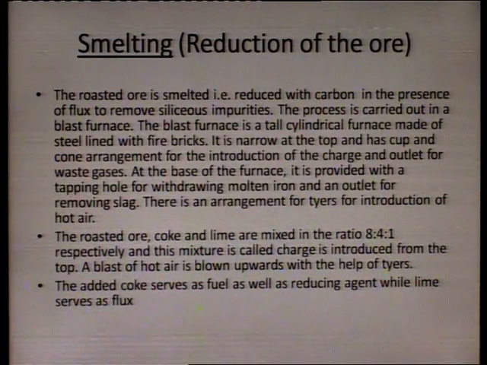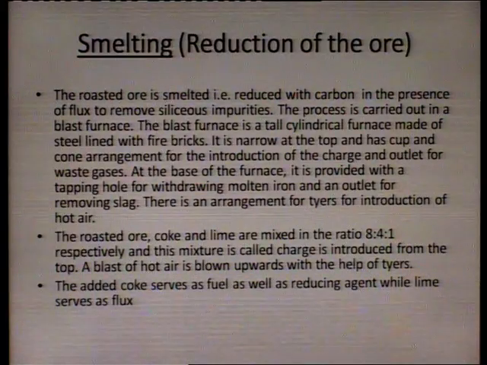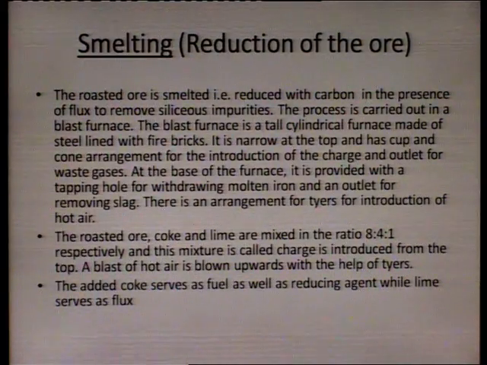As we know, flux is a substance which is added to remove the impurities. The flux will react with the impurities and convert them into slag, which can be easily removed from the side hole.